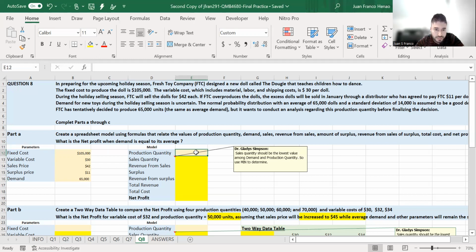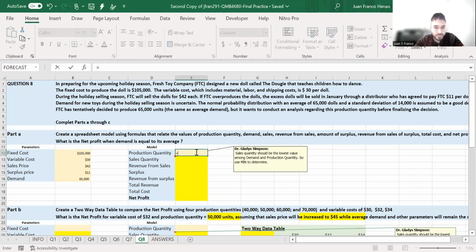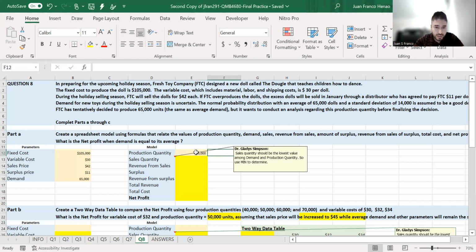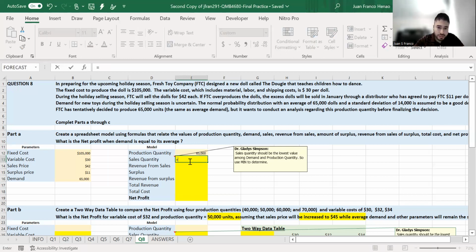Let's compare this to the sales quantity. Sales quantity should be the lowest value among demand and production quantity, so use min to determine. This was the note that the professor left us. So here the production quantity is 65,000, and the sales quantity is the minimum between these two values.